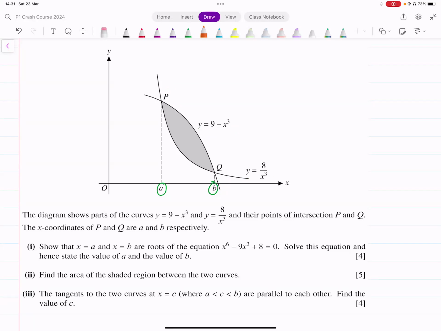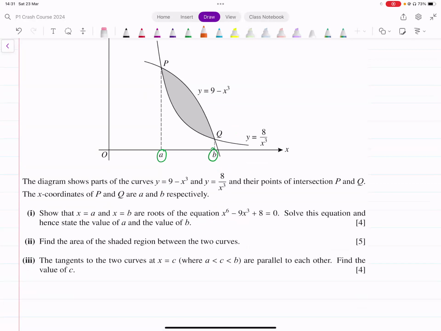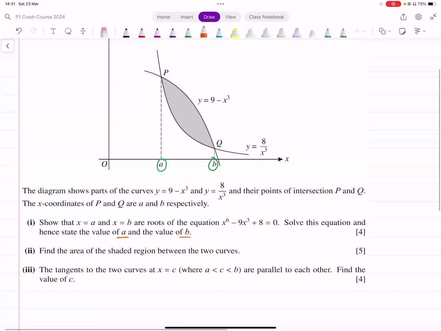Now, in the first part, they ask us to show that x equals A and x equals B are roots of this equation. We need to show that x equals A and x equals B are roots of this equation. And then they ask us to solve this equation and hence state the value of A and the value of B.